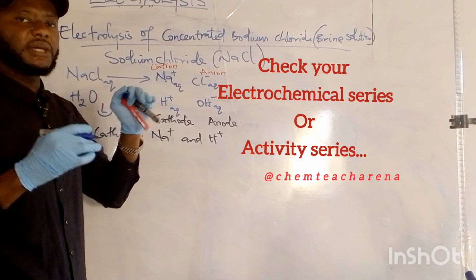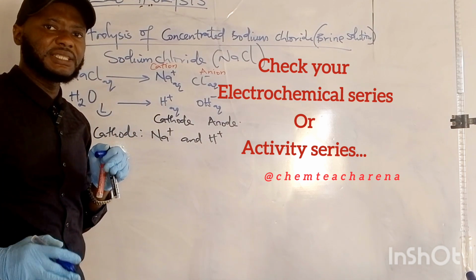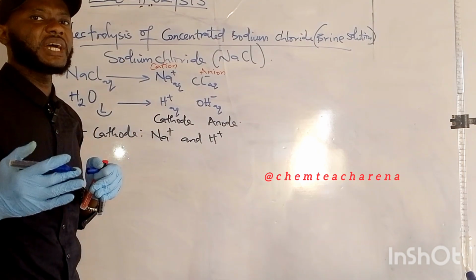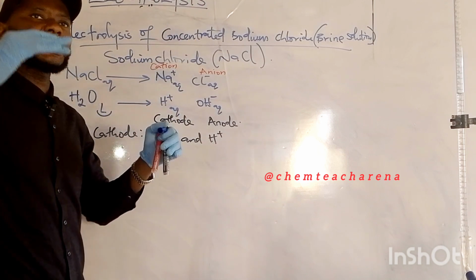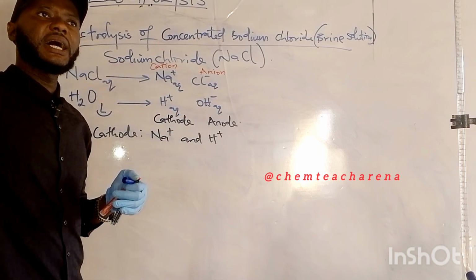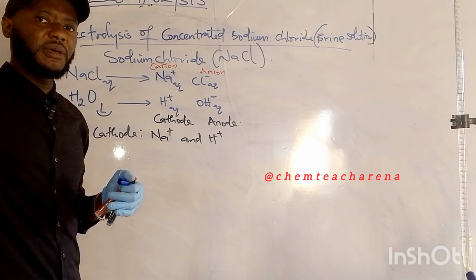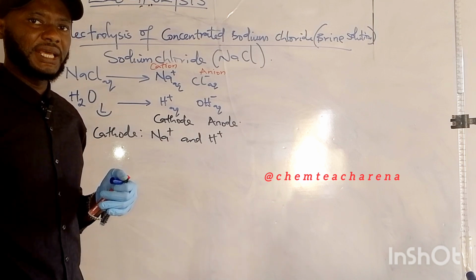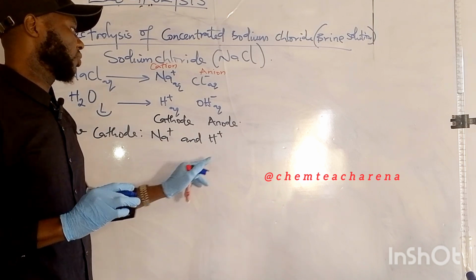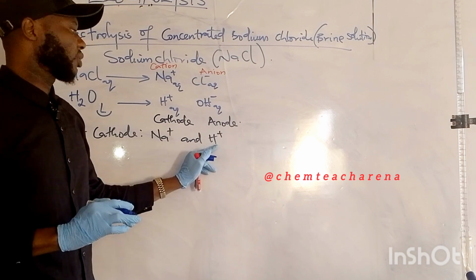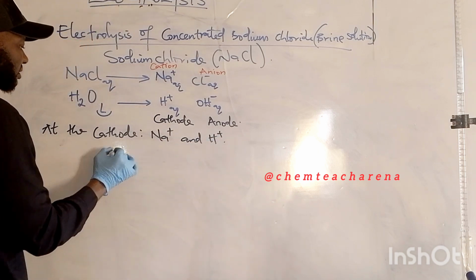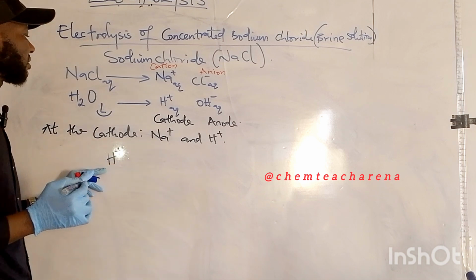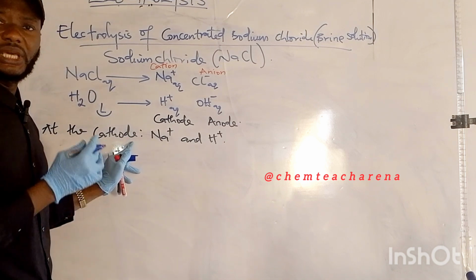The ones that are lower in the series can be discharged more easily than the ones that are higher in the series. The ones higher in the series are the highly electropositive elements, while the ones lower are less electropositive. So hydrogen is less electropositive, and hydrogen will be preferentially discharged.